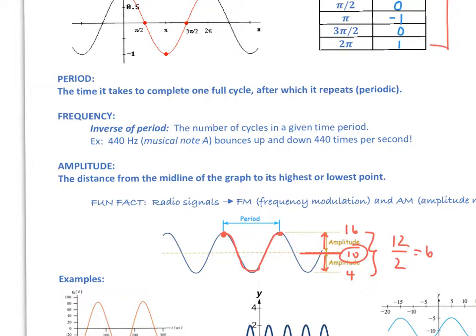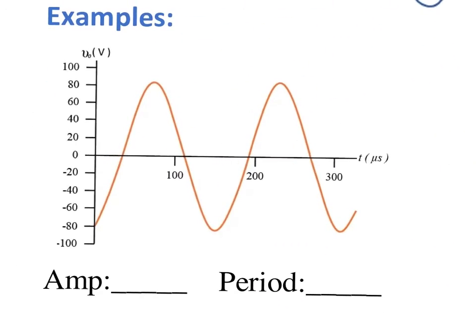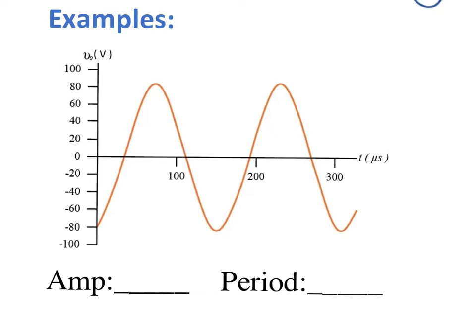Questions on understanding period length and then amplitude? Okay? So then practicing with it. First example. What's the amplitude? How high up is it going or how low is it going? Amplitude will always be a positive number, for what we're talking about, because we're talking about its height. Yeah. 80. What did you say? 80. 80. Love it.